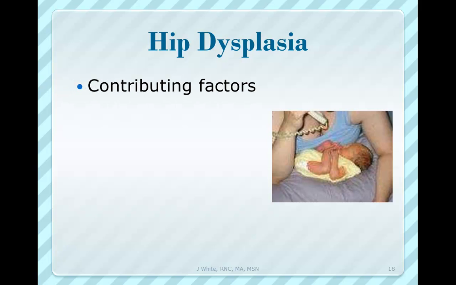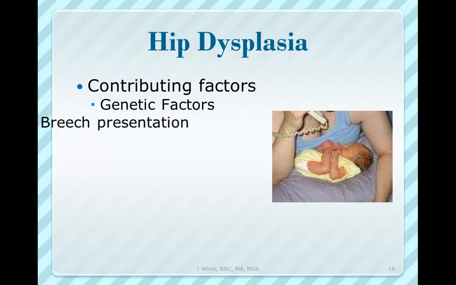Things that contribute to hip dislocation, just like we just talked about, are genetic factors. Genetic factors could be muscle weakness. A child with Down syndrome tends to be a floppier baby. Therefore, the joints and the ligaments are looser and easier to dislocate.